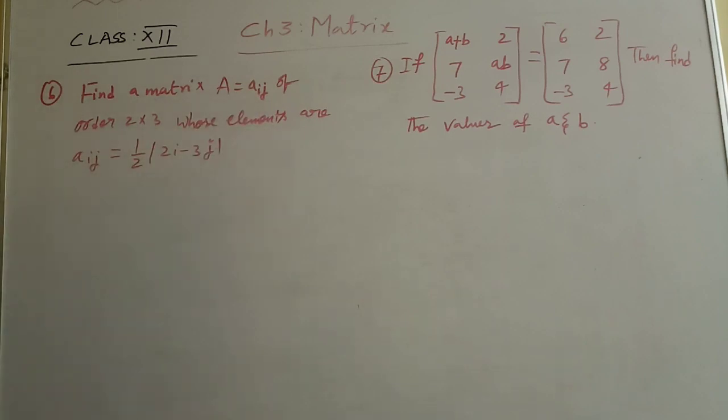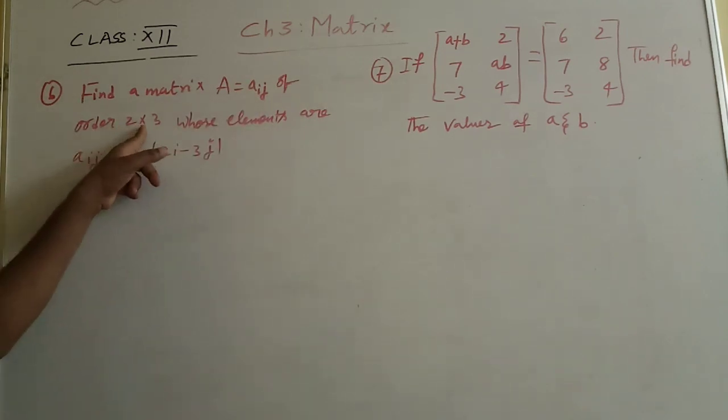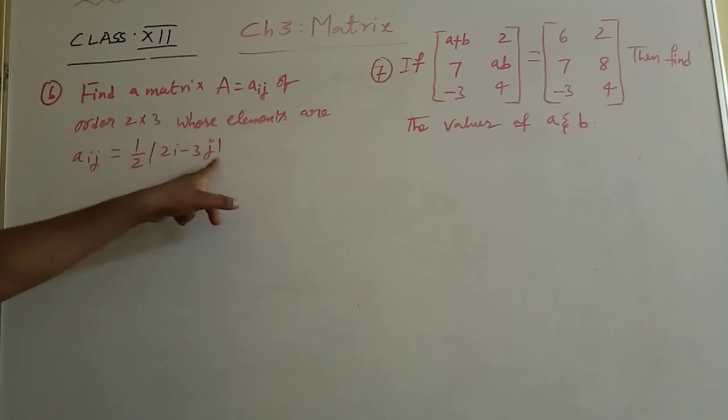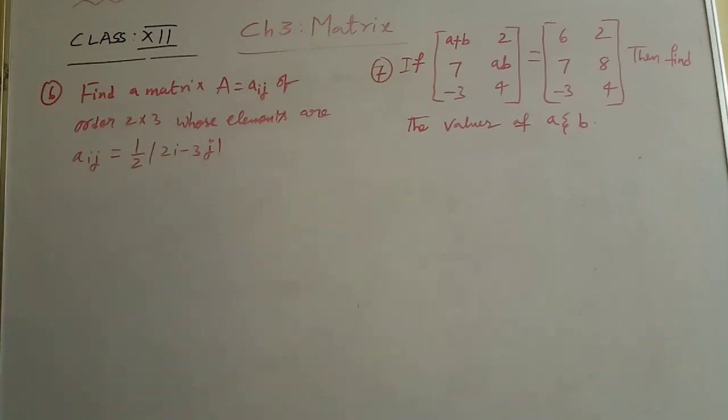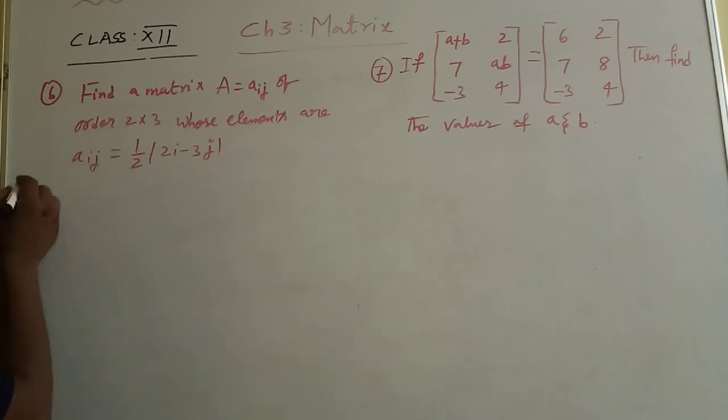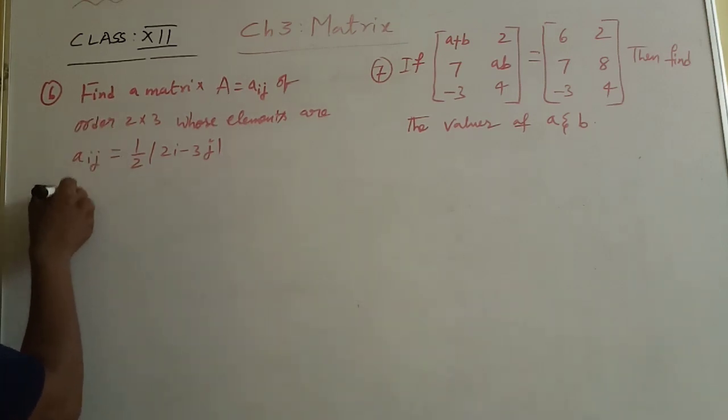Find a matrix A of order 2 by 3 whose elements are a_ij equal to half modulus of 2i minus 3j. Again the same method, substitutions only. You just need to substitute, but here it is 2 by 3. Columns will be how many? 3, and rows will be how many? 2. So let me solve.